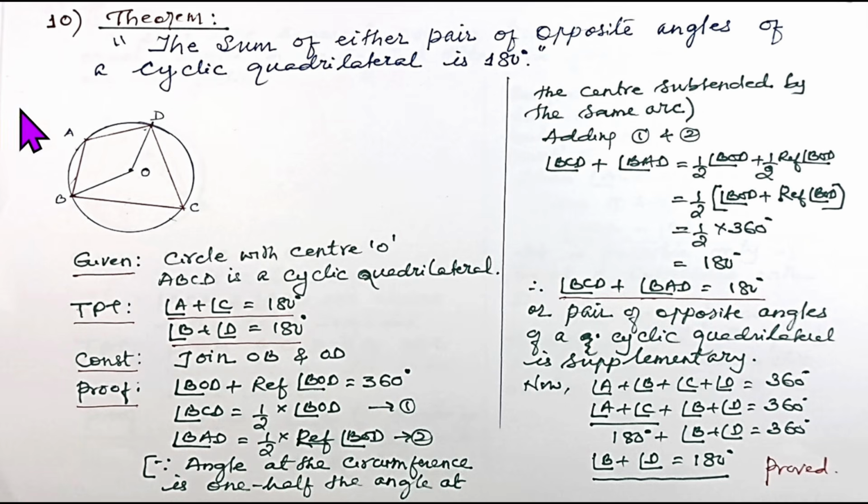Now we have one pair of opposite angles equal to 180 degrees, but we know that all four angles of a quadrilateral sum to 360 degrees. If angle A plus angle C is 180, naturally angle B plus angle D must also be equal to 180 degrees. Therefore, the opposite angles of a cyclic quadrilateral are supplementary. So that is what you have to understand and remember.